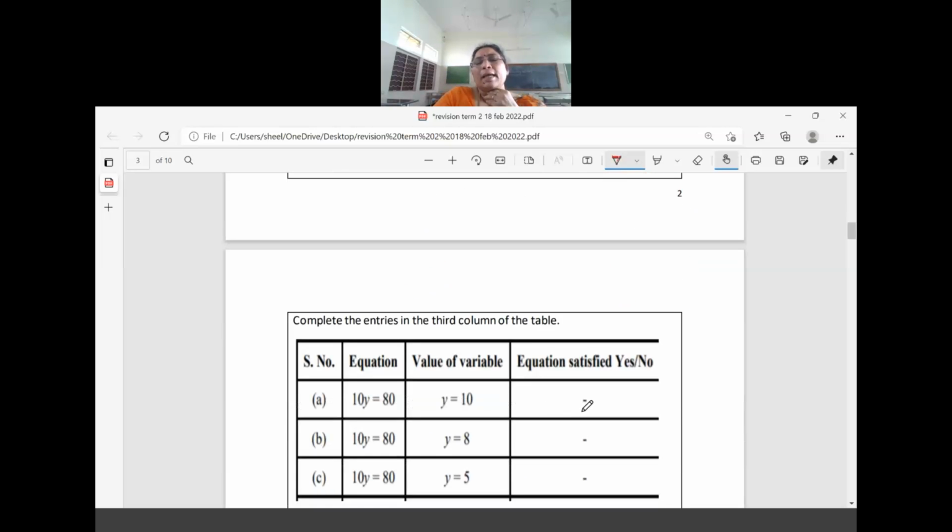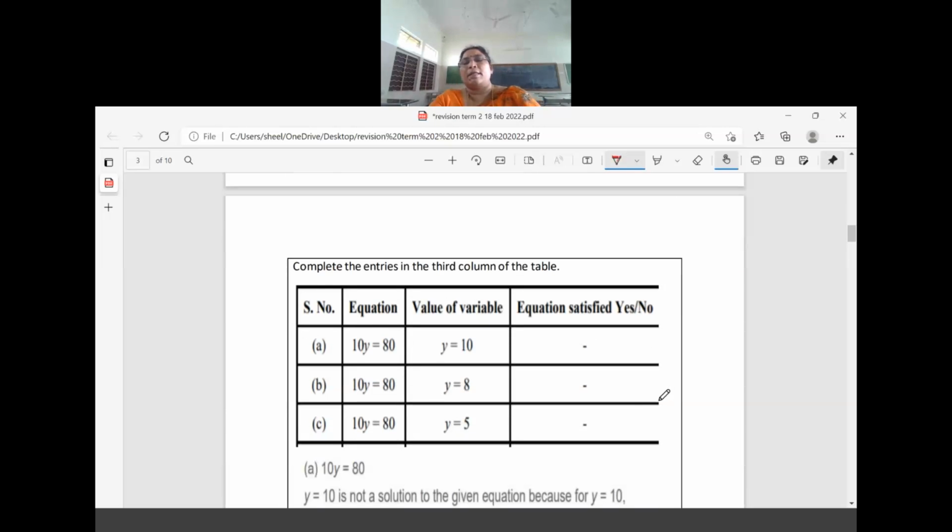Next, complete the entries in the third column of the table. What is the equation? 10y equal to 80. All the equations are the same only. See that one, 10y equal to 80. What is the value of the variable? y equal to 10, y equal to 8, y equal to 5. Whether the equation is satisfied or not. If it is satisfied, what should we write? Yes. If it is not satisfied, what should we write?